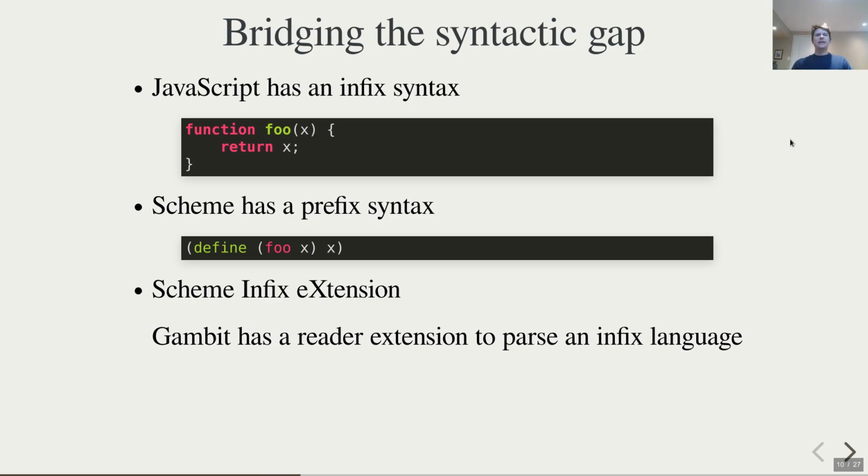Now, JavaScript and Scheme obviously have different syntaxes, and we somehow have to bridge the syntactic gap between JavaScript's infix syntax and Scheme's prefix syntax. For this, we're lucky because we can directly use what Gambit calls the Scheme Infix extension, which is a reader extension which allows Gambit Scheme's reader to read an infix language based on a grammar that is not specifically JavaScript's, but that grammar is somehow a mix of Algol-like languages.